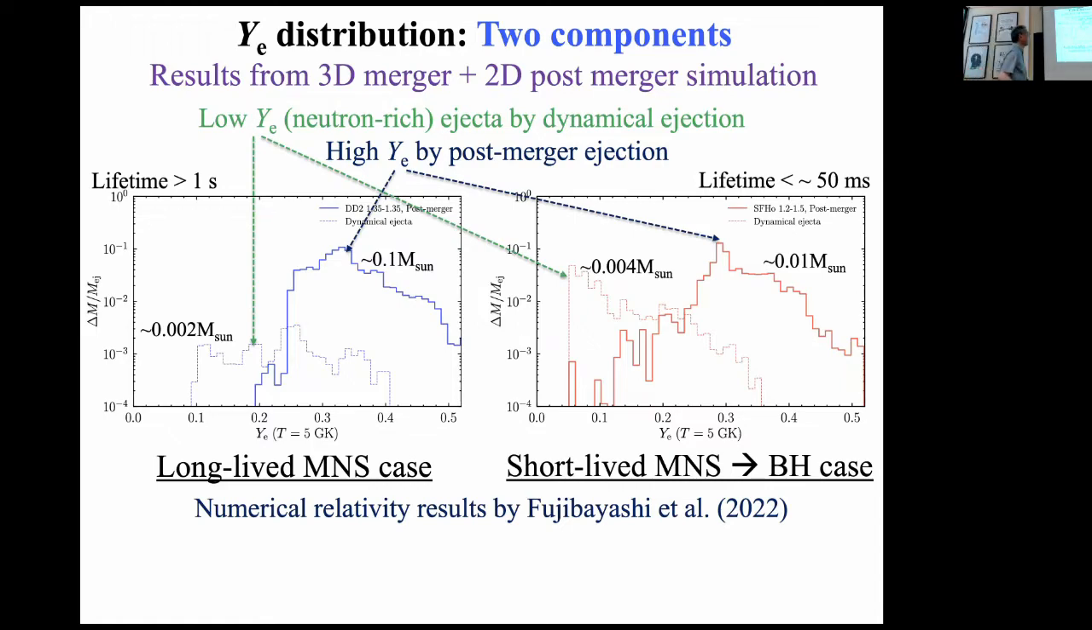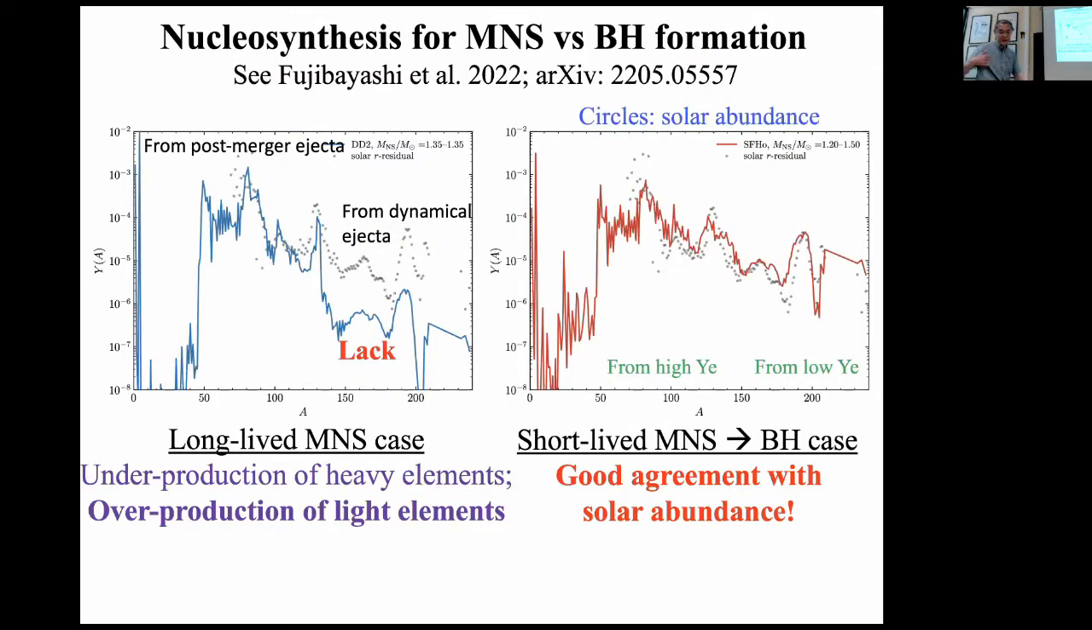so this means that our nucleosynthesis abundance pattern becomes something like this. For the long-lived neutron star case, because of the presence of a huge amount of the high Y element, relatively low mass number elements are predominantly synthesized, but by contrast, heavy elements are suppressed. This dot shows the solar abundance. But by contrast, in the presence of a short-lived massive neutron star, the black hole, the abundance pattern becomes very similar to the solar abundance pattern.